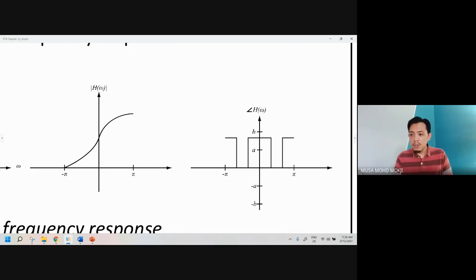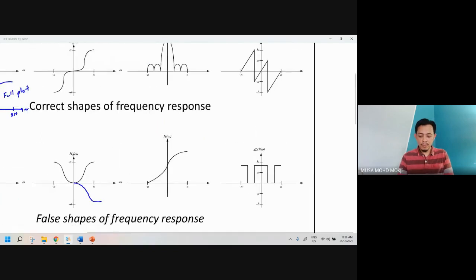Is the phase plot called an odd symmetrical shape, doctor? Yes. So for phase, we call it odd symmetrical. And that's why this is wrong, because this is actually even. So be careful when you do the plotting.